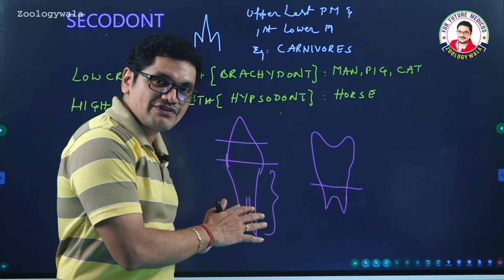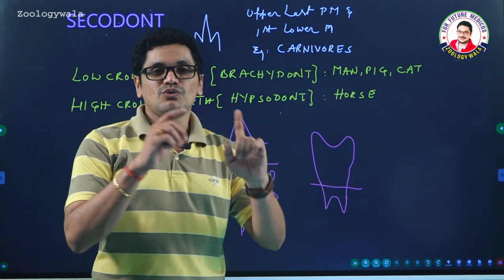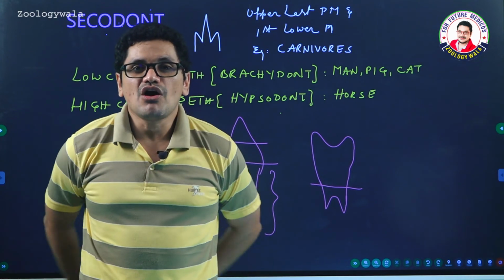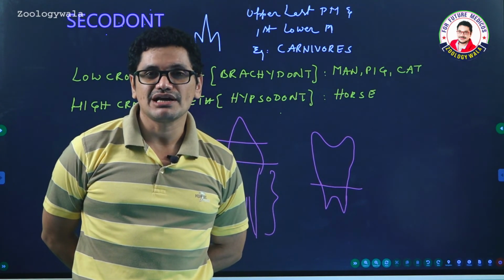That's all about the types of teeth in the animal kingdom. We will meet with the structure of other parts present in the buccal cavity in the next video.